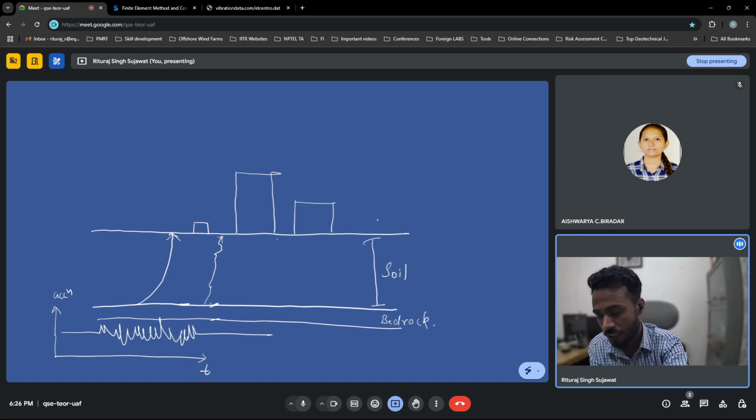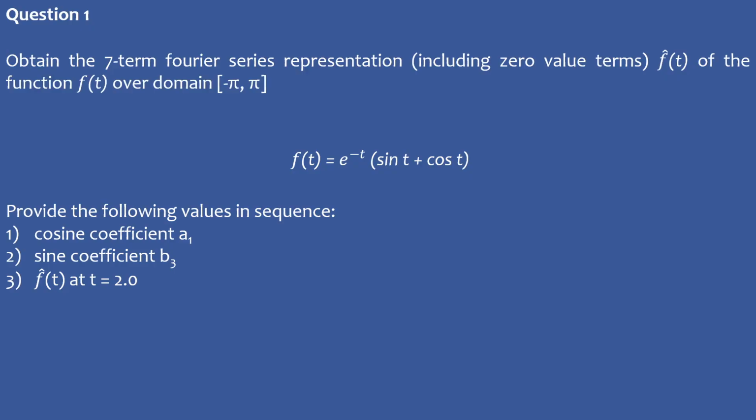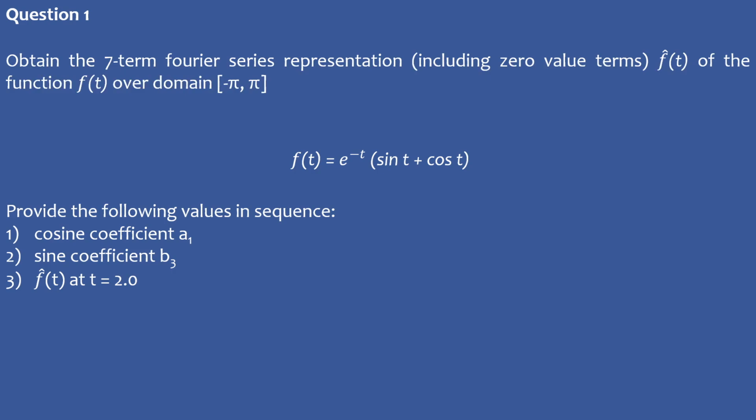So okay, if there's no query, let's move to our questions. You have been given a particular function, e raised to the power minus t, sin t plus cos t. We need to evaluate the cosine coefficient, the sine coefficient b3, and f cap t at t equals 2 seconds. Just take 2 minutes, see the question and try it. If not, we'll solve this question after 2 minutes.